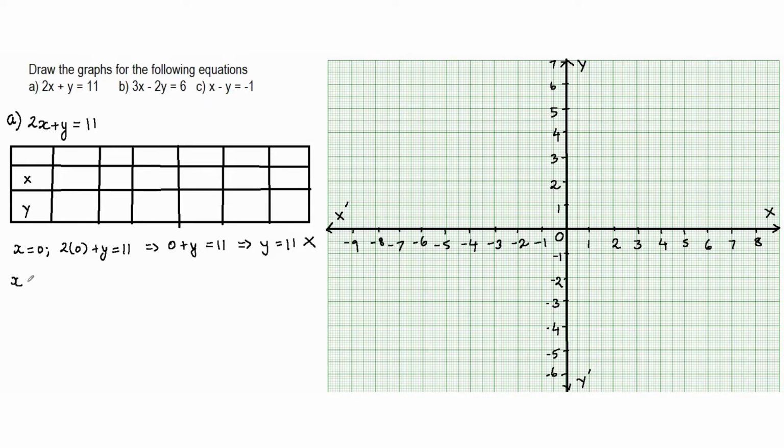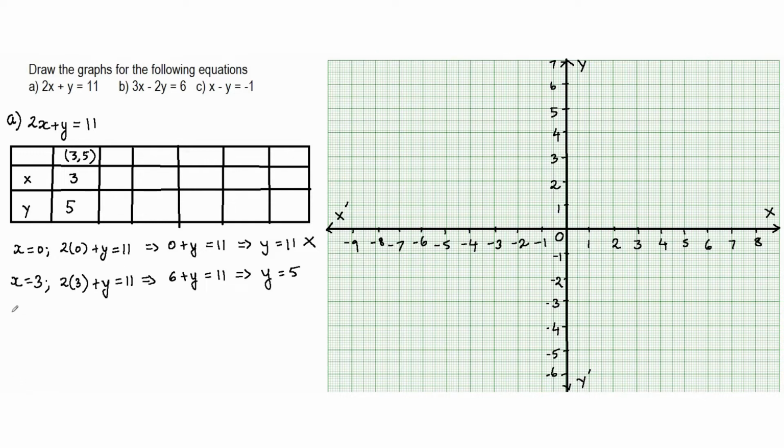Let us substitute x as say 3. So if I substitute x as 3, I get 2 times 3 plus y is equal to 11, which means 6 plus y is equal to 11, and this therefore means y is equal to 5. So when x is equal to 3, the value of y is 5, and therefore the point is going to be 3, 5, x coordinate followed by the y coordinate.